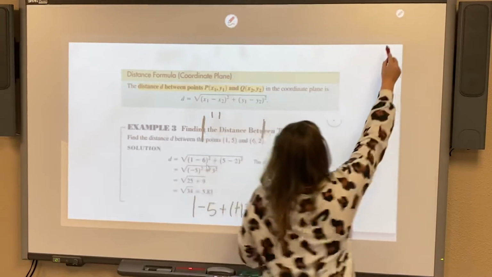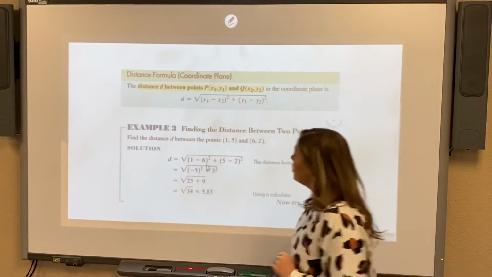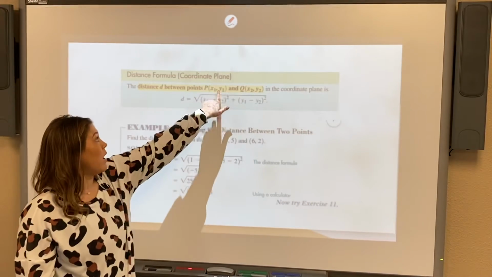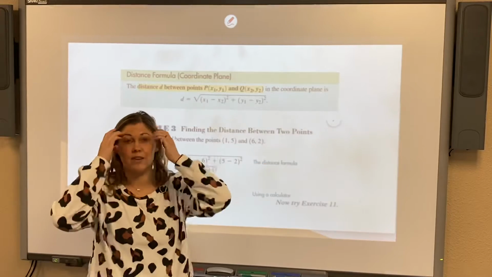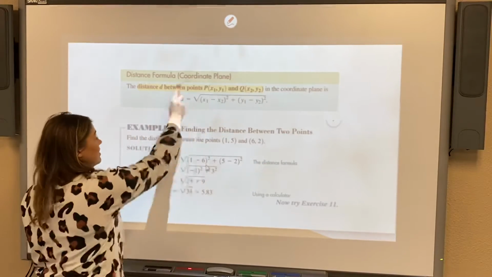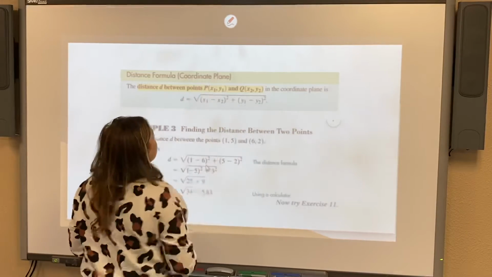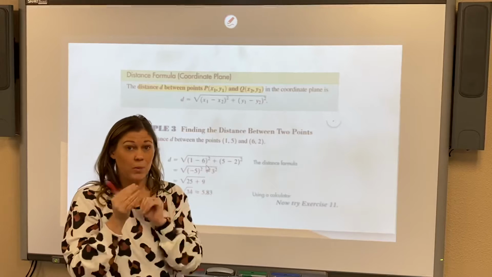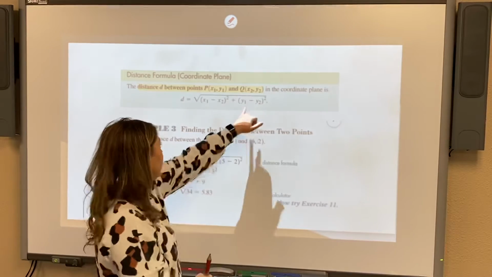So now let's talk about if we have two coordinate points. So finding the distance between P and Q. So we have x1, y1, and then x2, y2. To find the distance between 2 coordinate points, we are going to use this distance formula right here. So we have the square root of x1 minus x2, so the difference between the x's squared, plus the difference between the y's squared.